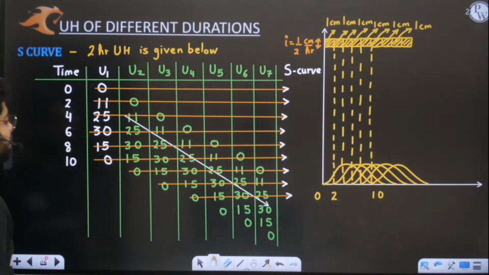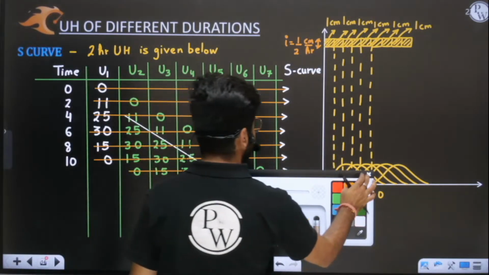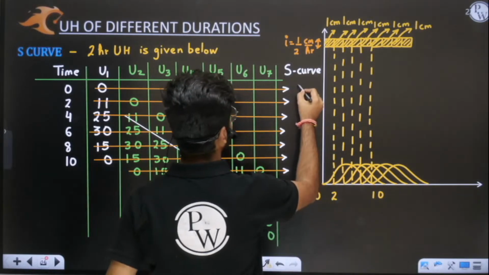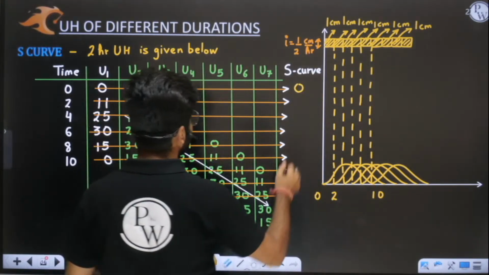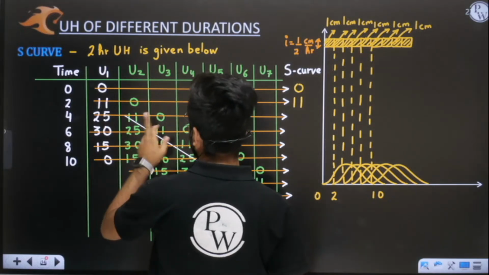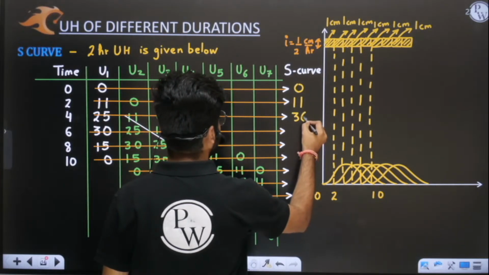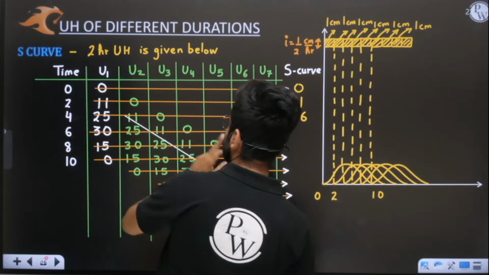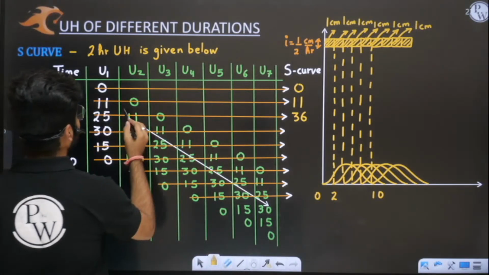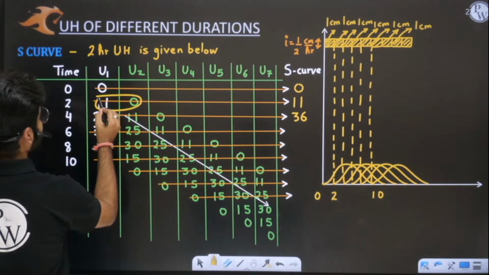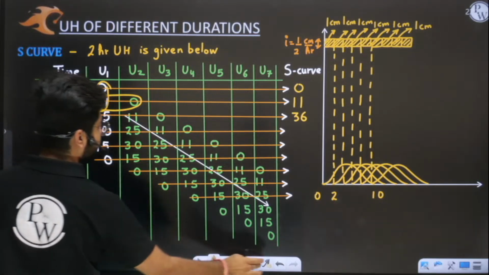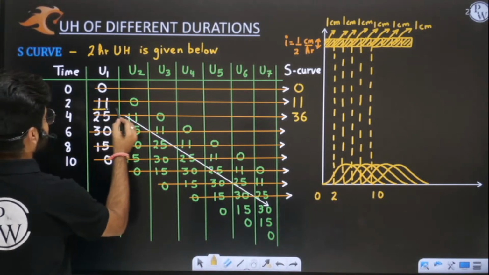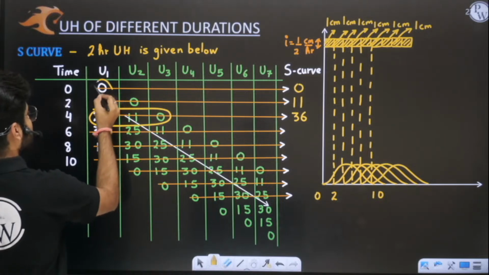Okay, now we will add it. What we are getting here, sir, is first a 0. Then 11 plus 0 is 11. Then 25 plus 11 is 36. Then 30, 25, 11, 0. See, add all these 4. You need to understand, this is 11, 0 and this is also 11, 0. This is 25, 11, 0. This is also 25, 11, 0.